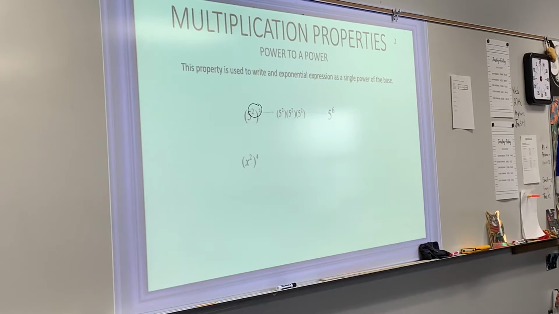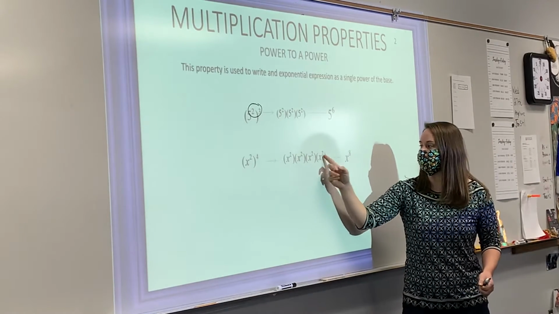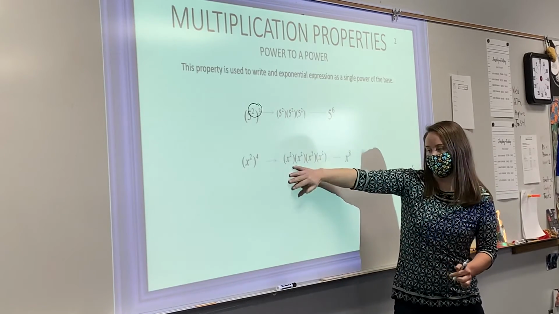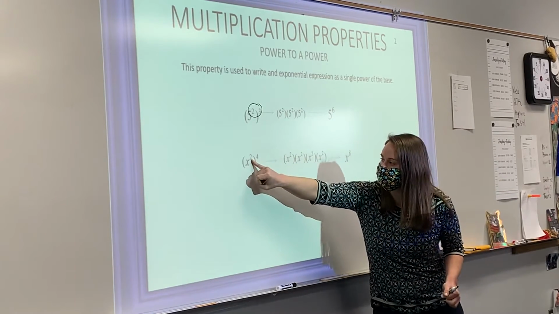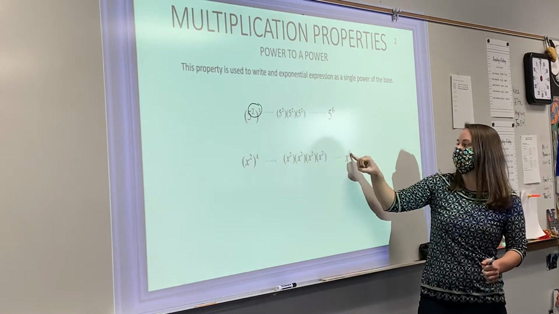If I have x squared to the 4th power, that's x squared times x squared times x squared times x squared, which is x to the 8th, because that's 2 plus 2 plus 2 plus 2. So I don't want us to do this anymore. What I want us to do is see that this is an exponent raised to a power. So 2 times 4 gives us 8.